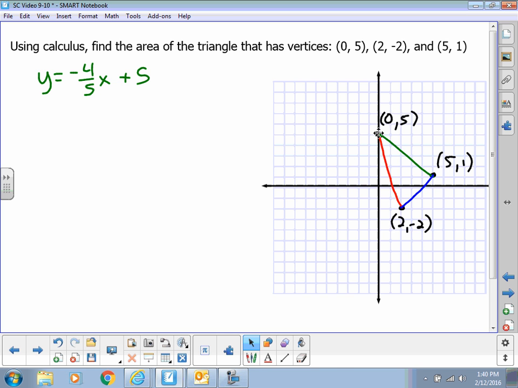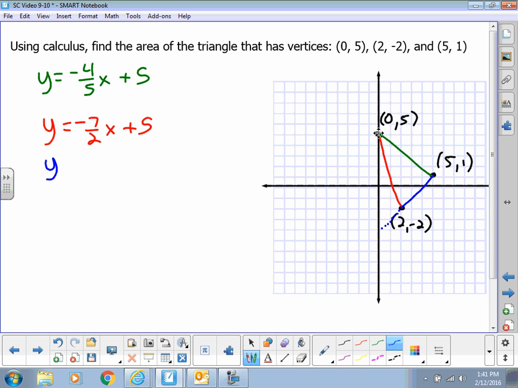The red one will probably be the next easiest because we also have a y-intercept of 5. This time it looks like we're going down 7 and over 2. So we'll have y equals minus 7/2 x plus 5 for that y-intercept and for that red line. And for the blue one, we have a slope of 1. If you trace it back to the y-intercept, we are hitting at negative 4. So our blue one will be y equals x minus 4.